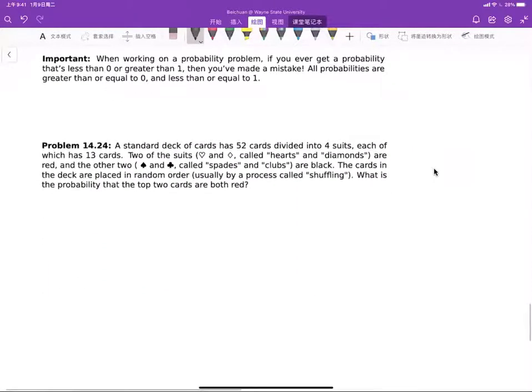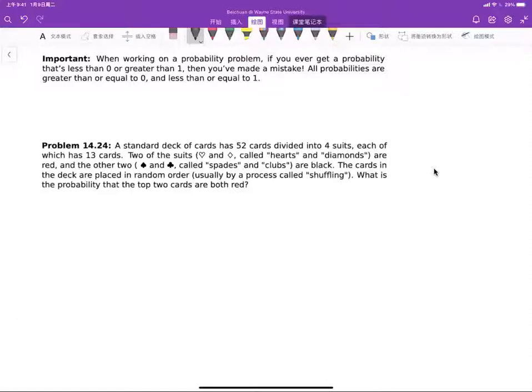Well, then let's look at the next problem, 14.24. A standard deck of cards has 52 cards divided into 4 suits, each of which has 13 cards. 2 of the suits, heart and diamond, are red, and the other 2, called spades and clubs, are black.